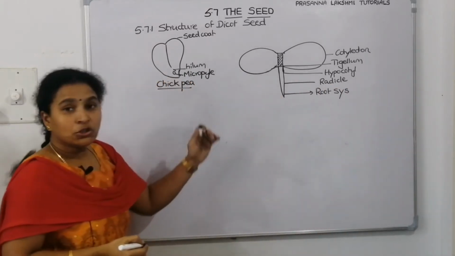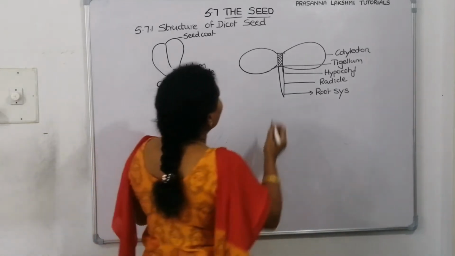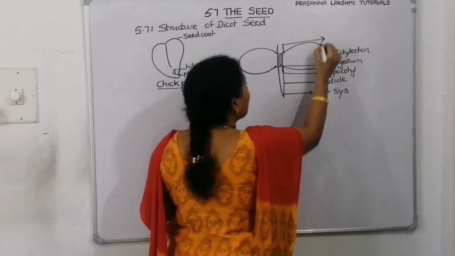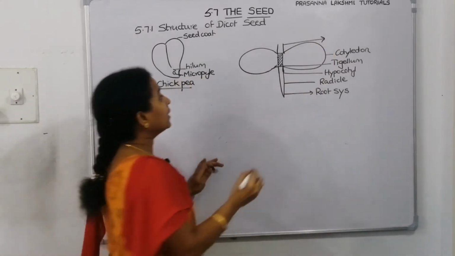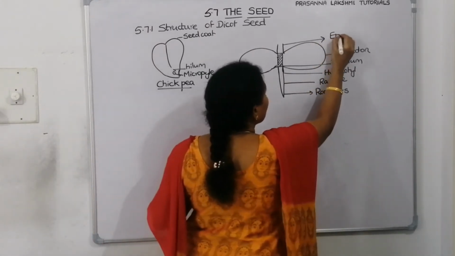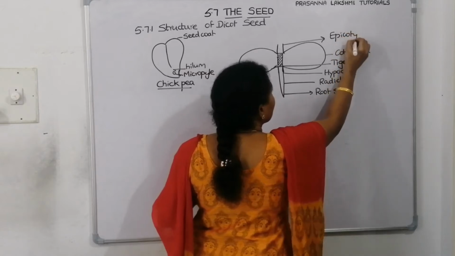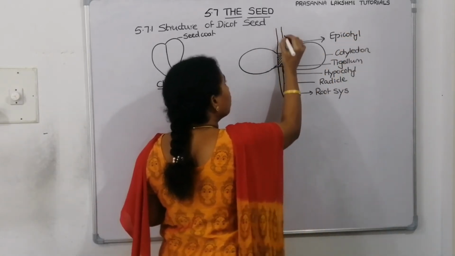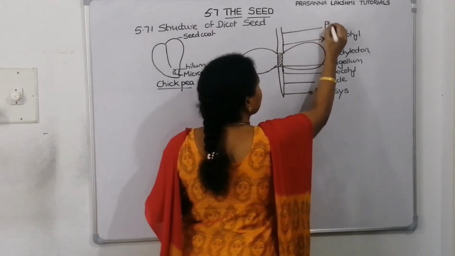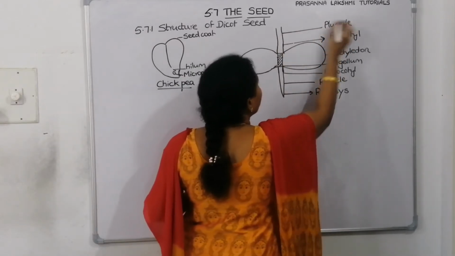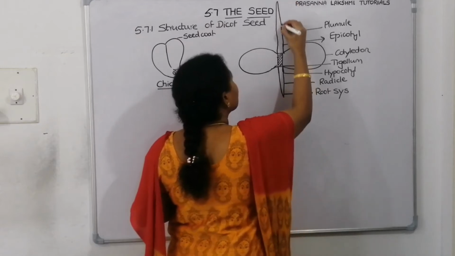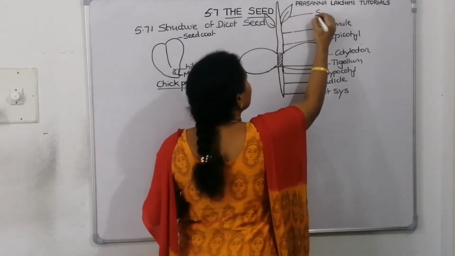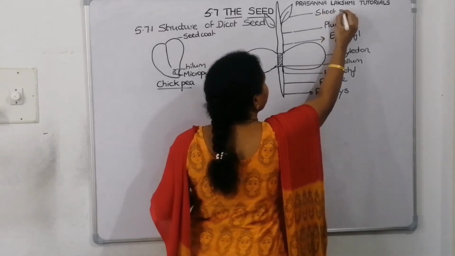Understood? Now, the portion of the embryonic axis which is above the cotyledon, this much portion, because it is above the cotyledon, it is called epicotyl. Now, epicotyl will develop into the plumule, which is the embryonic axis. And the plumule will make the shoot system.